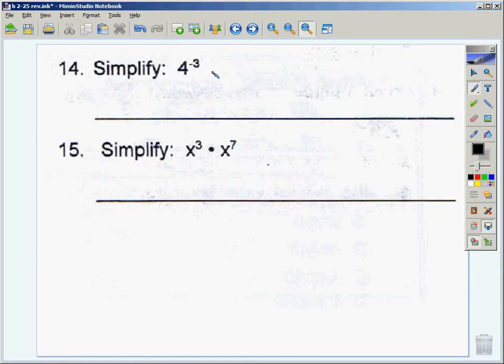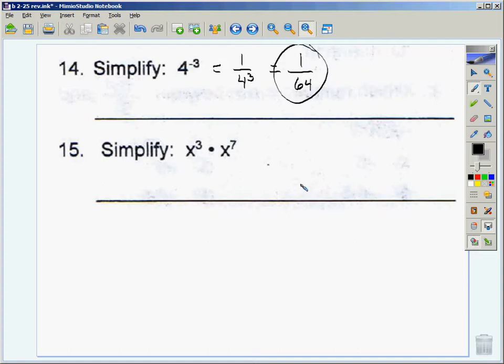Number 14, where they asked me to simplify this. Remember, we don't leave negative exponents. To rewrite a negative exponent, we write it as a positive in the denominator. And 1 over 4 cubed is 1 over 64. On number 15, I would apply the product rule. I have like bases and I'm multiplying, so I would keep the base and add my exponents together, which would make this x to the 10th power.